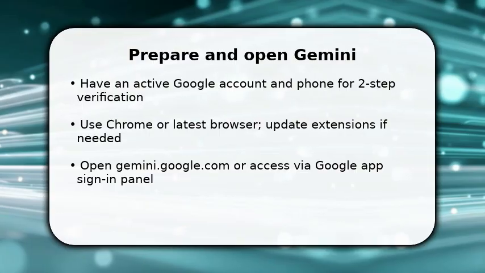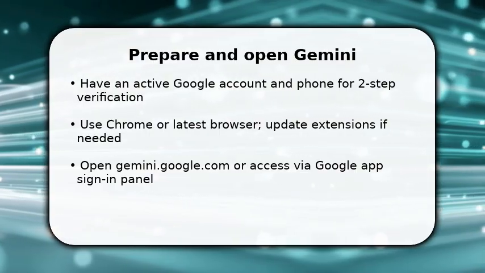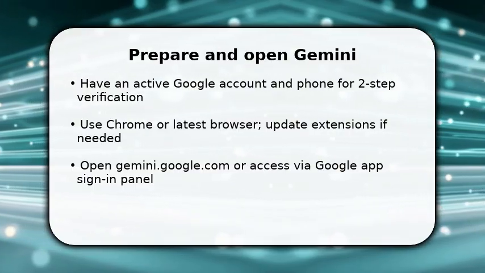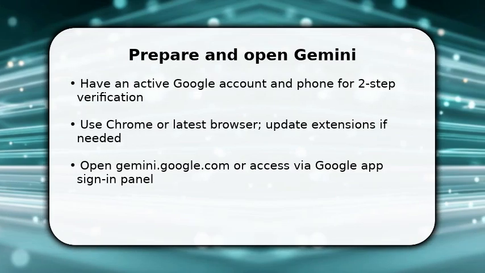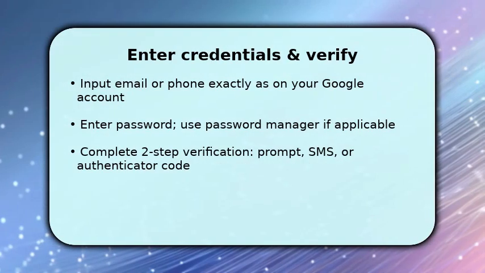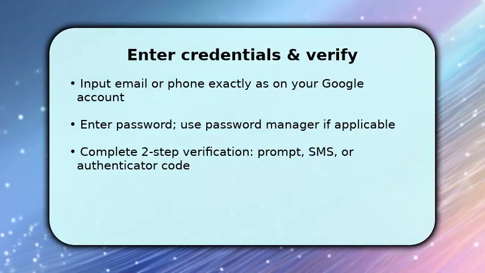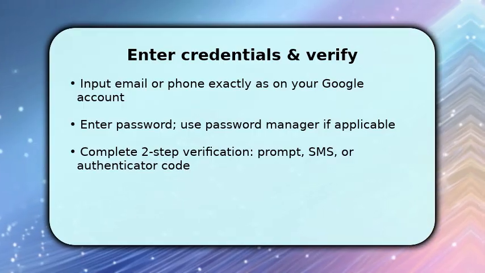If prompted, choose the correct Google account from the Account Chooser dropdown. This gets you into the actual sign-in flow without detours. You type your email or phone and then your password. Do this deliberately to avoid lockouts. If you use a password manager, trigger it now to autofill securely.